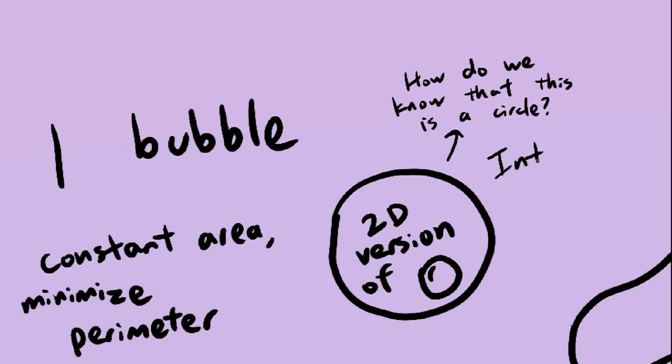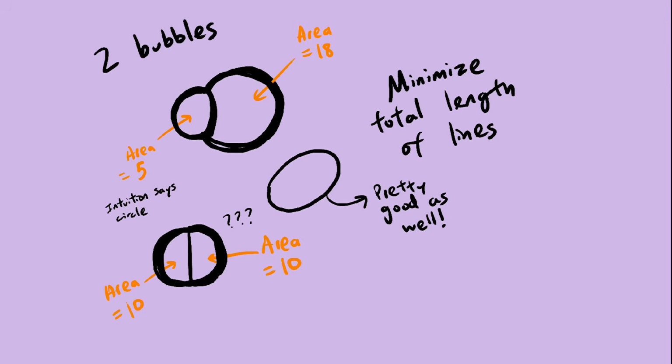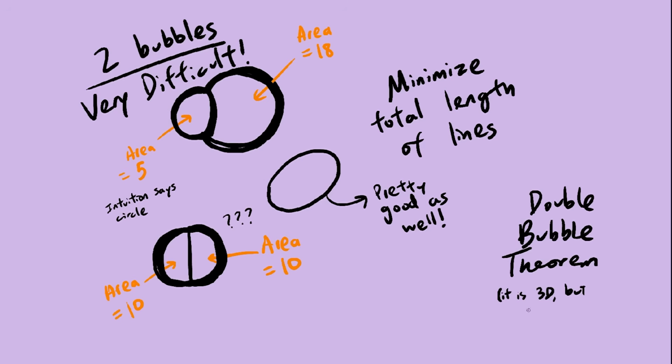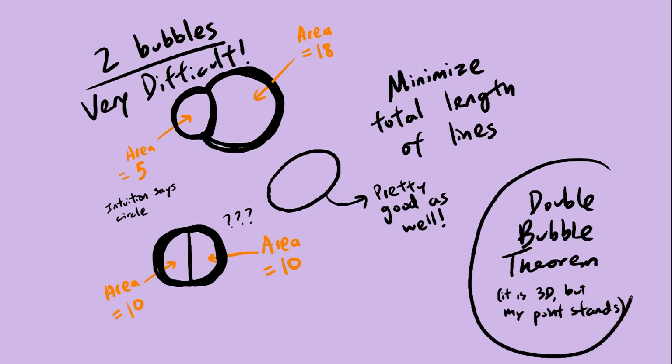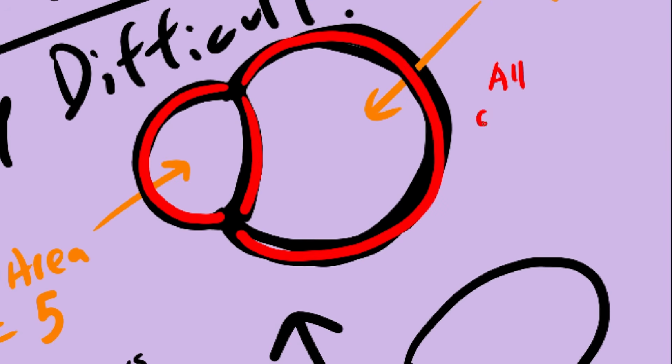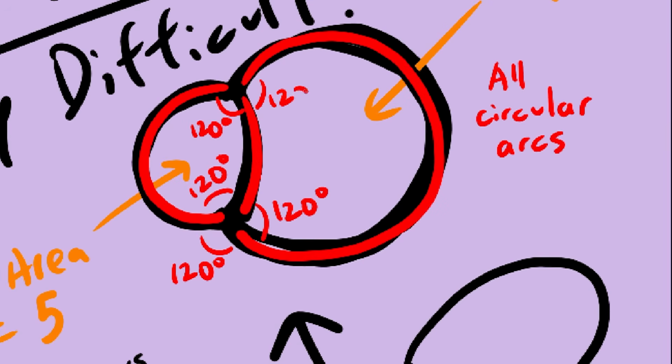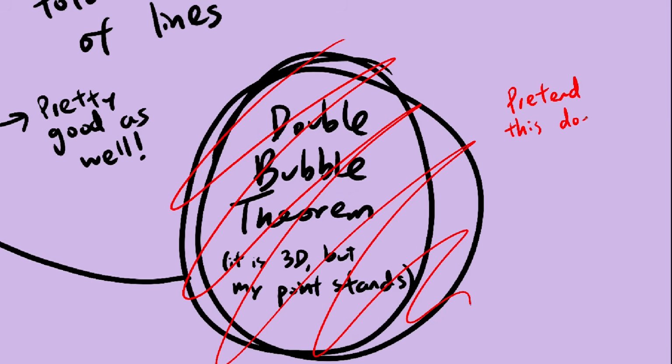You might think it's an easy question, but it took until the 19th century to solve. And 2 bubbles is probably going to be harder than 1 bubble. And indeed it is. If you search up double bubble theorem, you'll see that it wasn't proven until 2002. By the way, the proof of this theorem says that yes, all three of the curves are circular arcs, and they do come together at 120-degree angles. But since we're trying to figure this out on our own, we'll just ignore that.